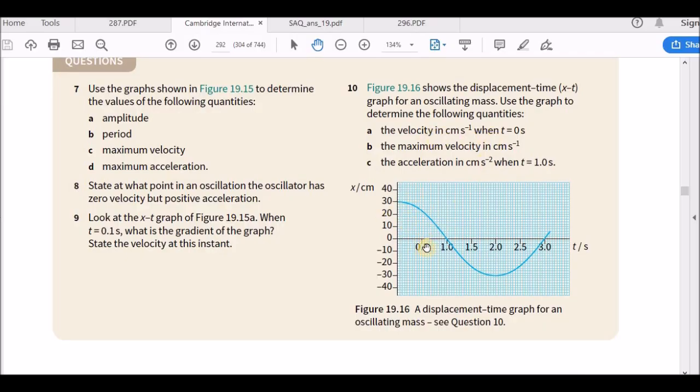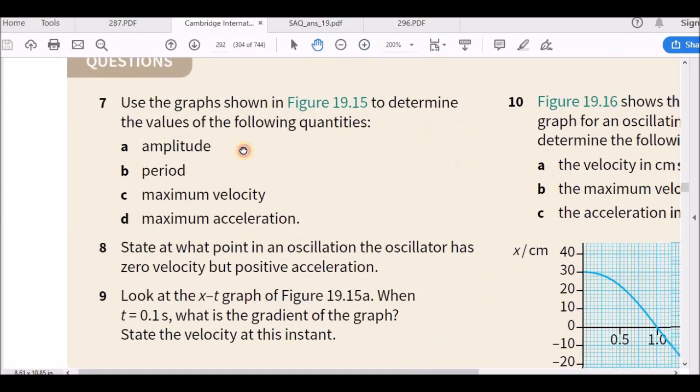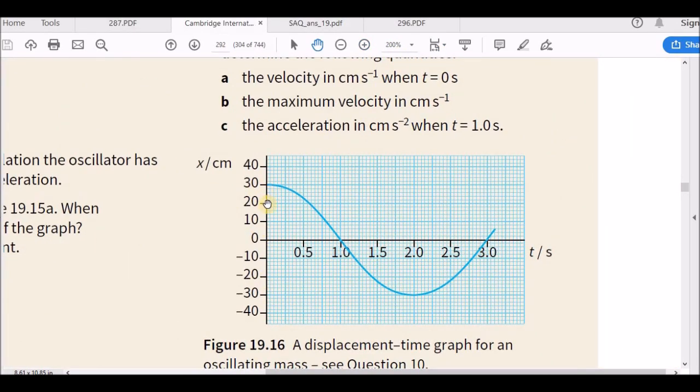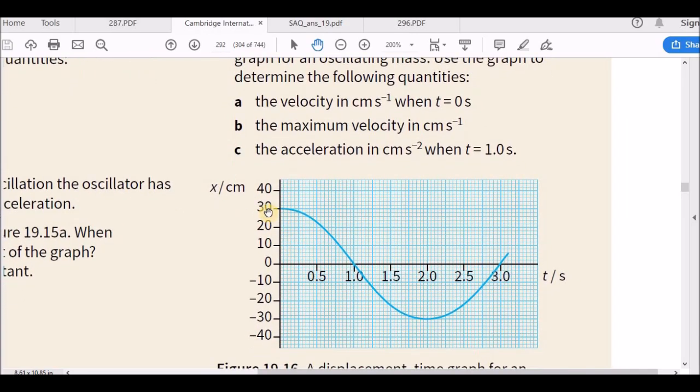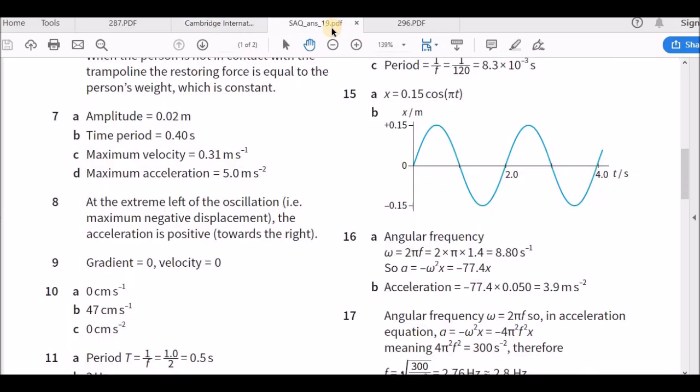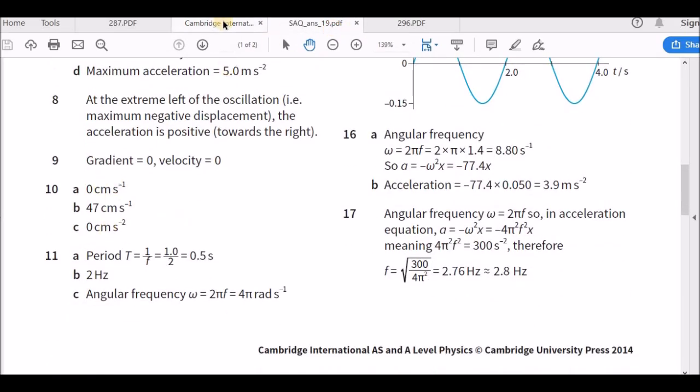Velocity when time is 0. Time is 0, so zoom in. When the time is 0, the velocity is 30 centimeters per second. This is a displacement time graph, so we are supposed to find the velocity. Now the displacement is 30 when the time is 0, but here we are supposed to find the velocity. So the gradient of the displacement time graph will give us the velocity. The gradient at this point is 0. That means the velocity is 0 centimeters per second.